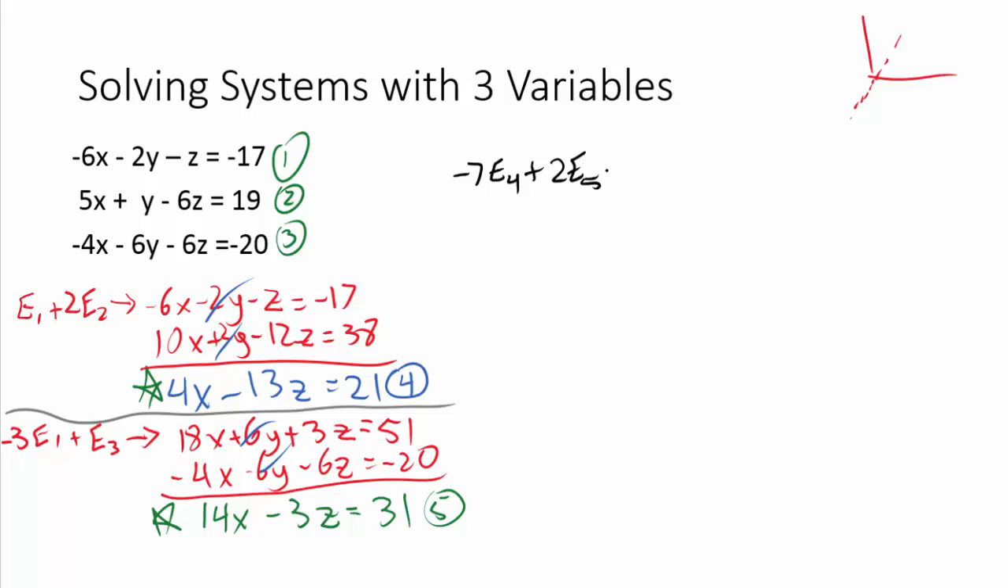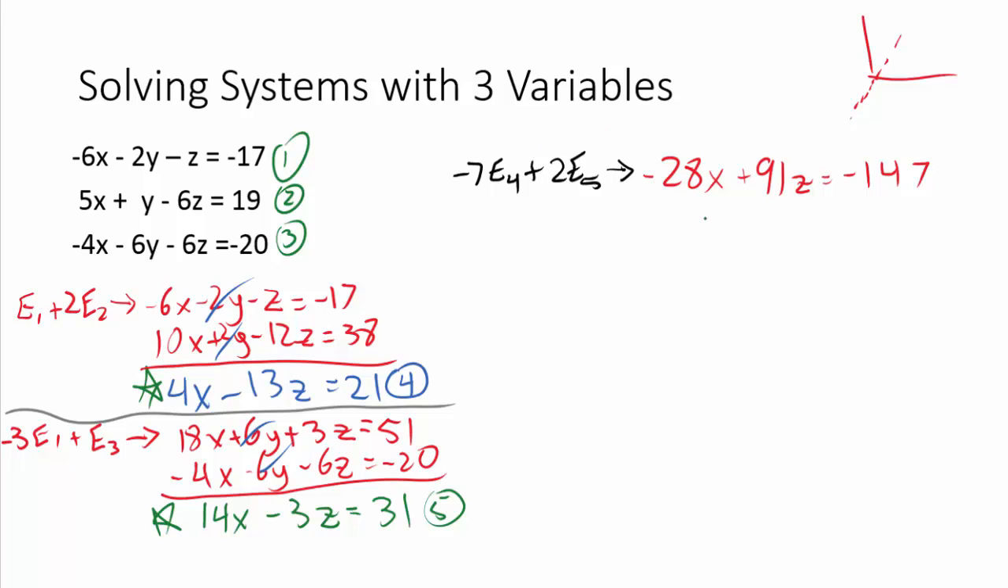It's helpful to list this stuff out to keep yourself organized. So now taking negative 7 times equation 4, let's go ahead and calculate this. If we go down to equation 4, negative 7 times the 4 should give me negative 28x. Negative 7 times that negative 13 there should give me a positive 91z, because we have to flip that sign since we multiplied by a negative. And then negative 7 times 21 here should give me a negative 147. Okay, so that takes care of equation 4.